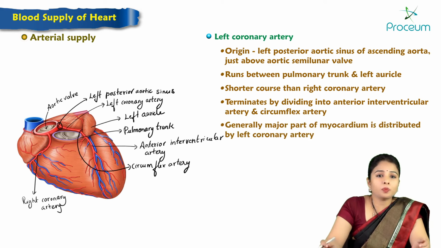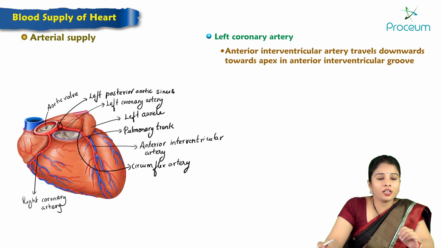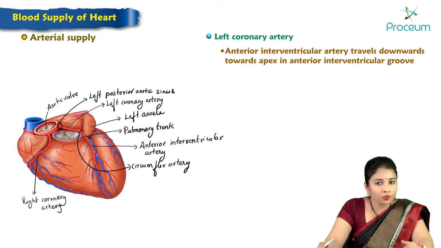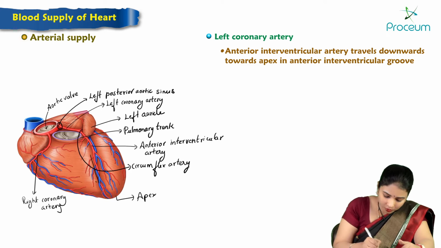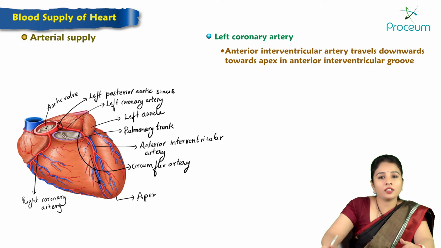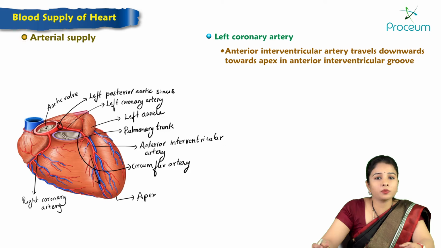Generally, most of the myocardium is supplied by the left coronary artery. The anterior interventricular artery, otherwise called the left anterior descending artery, travels downwards towards the apex of the heart. So this is the apex. We can see it runs towards the apex of the heart in the anterior interventricular groove, and where it winds round the apex it terminates by anastomosing with the posterior interventricular artery.